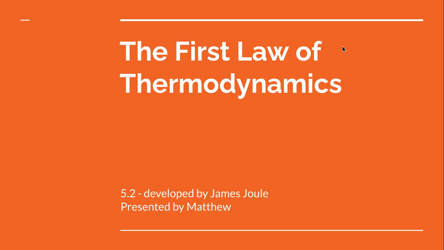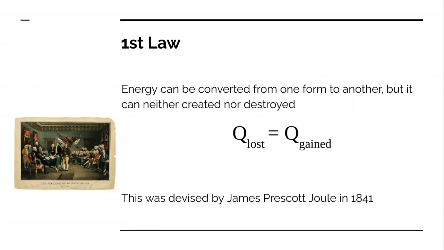This is 5.2. The first law of thermodynamics was developed by James Prescott Joule in 1841, and it states that energy can be converted from one form to another, but it cannot be created or destroyed. This is important because he came up with the idea for the equation Q lost is equal to Q gained, where Q equals heat, so heat lost is equal to heat gained.